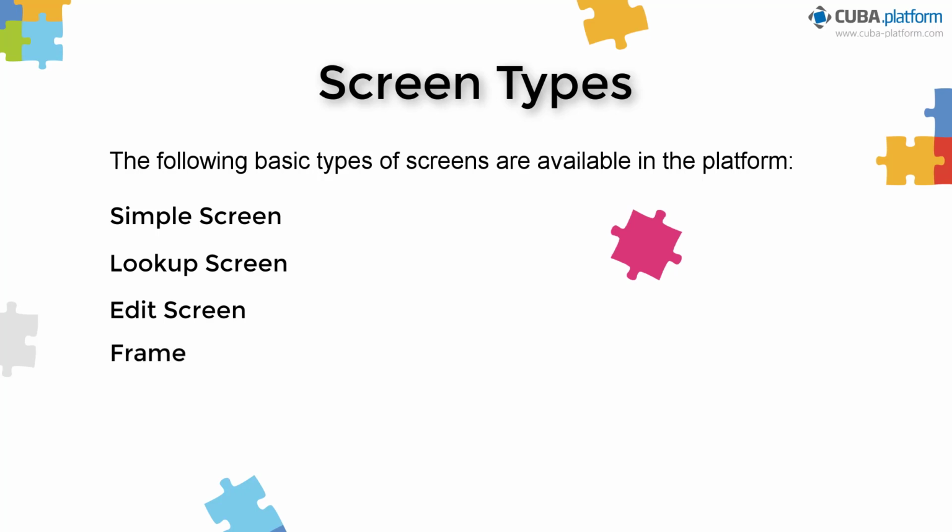Frames. Frames are parts of the screen intended for decomposing and reuse. The frame element of the screen's XML is used to add a frame to the screen. It defines either path to the frame's XML descriptor or its identifier if the frame is registered in the screens.xml file. A frame controller should be derived from the abstract frame class.